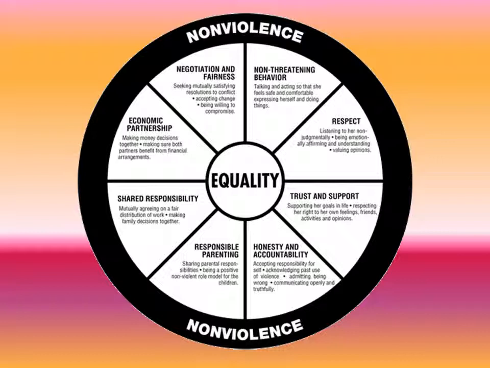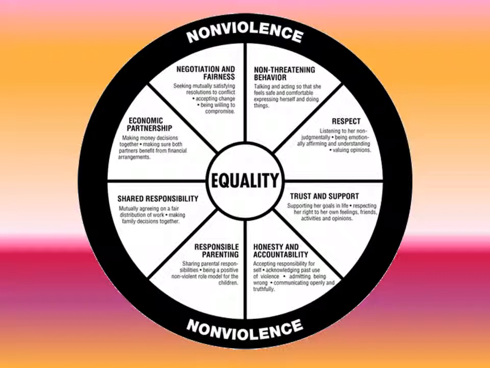And I refer you to the equality wheel. When we talk about sexual coercion, we'll talk about the power and control wheel. This is kind of its opposite, the equality wheel. It just goes over the types of things that are common to equal, healthy relationships. So you've got negotiation and fairness, non-threatening behavior, respect, trust, support, honesty and accountability. If there are children, responsible parenting, shared responsibility, and economic partnership. It doesn't necessarily mean that both partners work, but they benefit from the financial arrangements in that relationship.